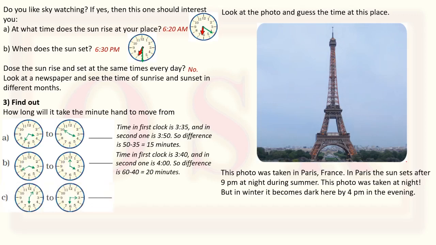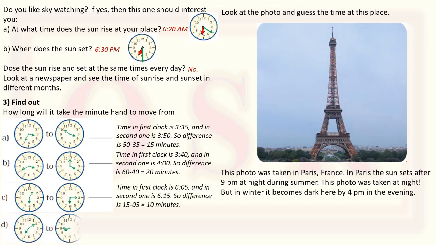Third one, now look at this. Time in the first clock is 6:05 and in the second one is 6:15. So the difference is 15 minus 05, which is 10 minutes. You can pause the video anytime please. Now the fourth and last, time in the first clock is 7:10 and in the second one 7:45. So the difference is 45 minus 10, which is 35 minutes. Right guys?